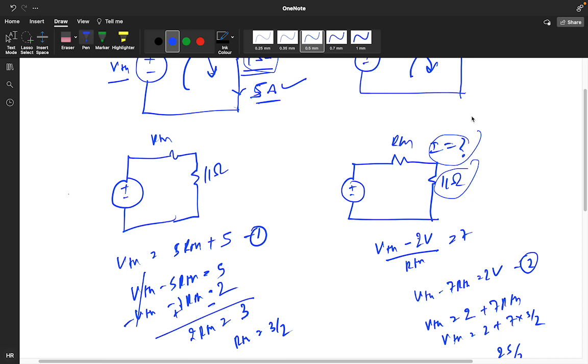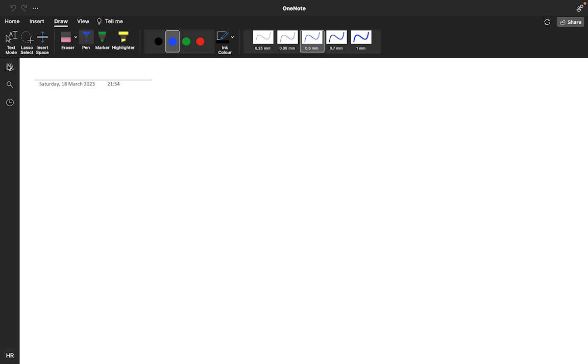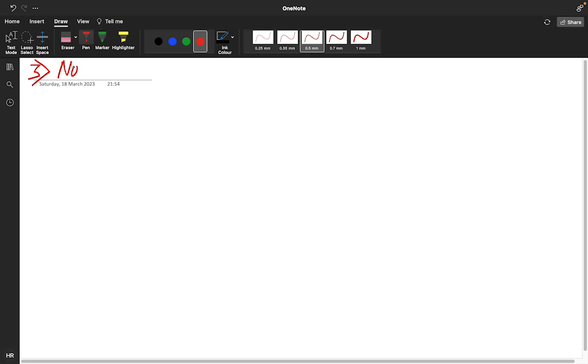Okay, now we have completed our Thevenin's theorem. The next topic is Norton theorem. There is not much difference in Norton's theorem. We have completed the superposition theorem, we have completed Thevenin's theorem, and we are going to Norton's theorem. Norton. This is your Norton theorem.